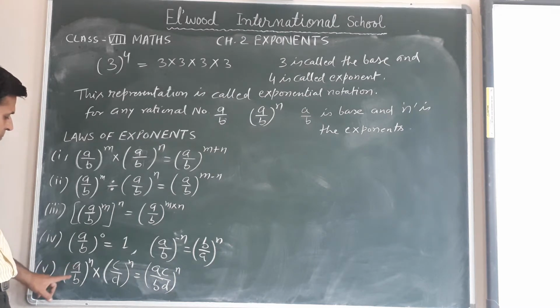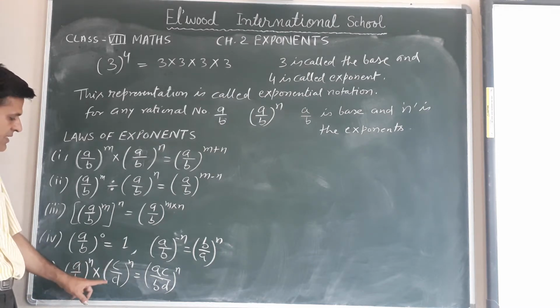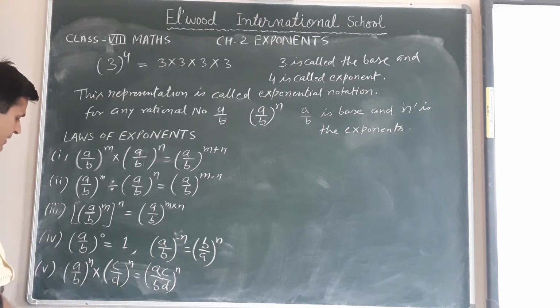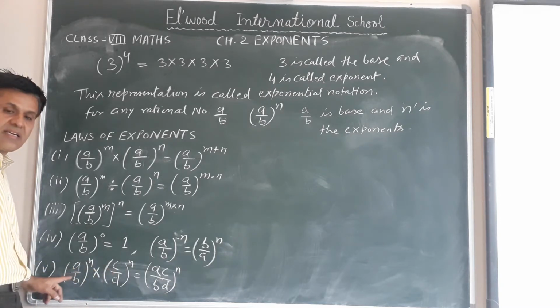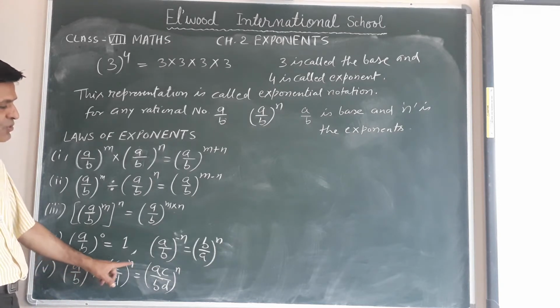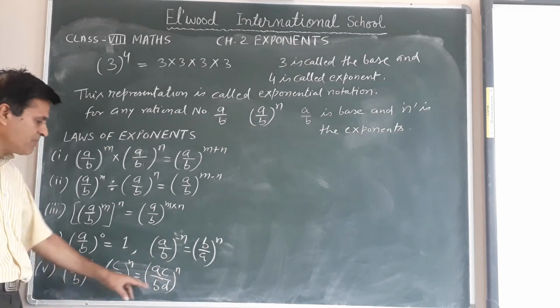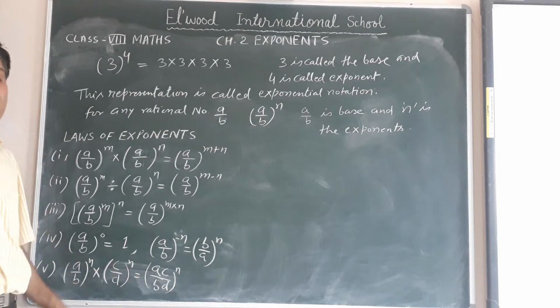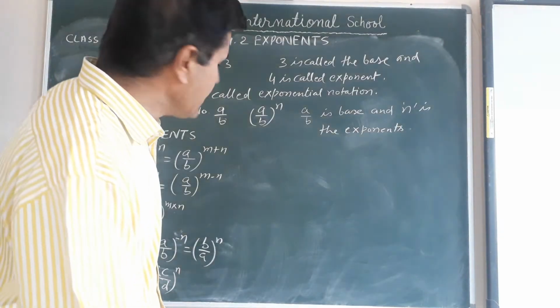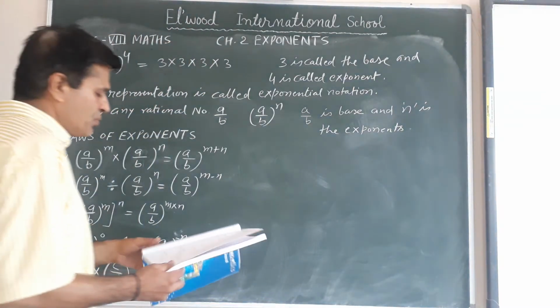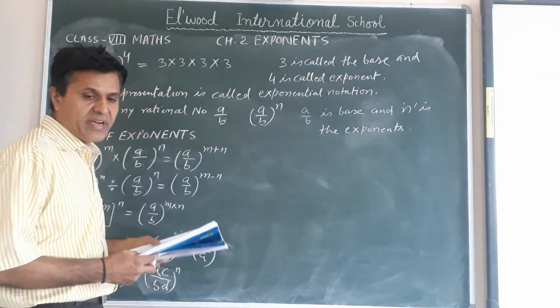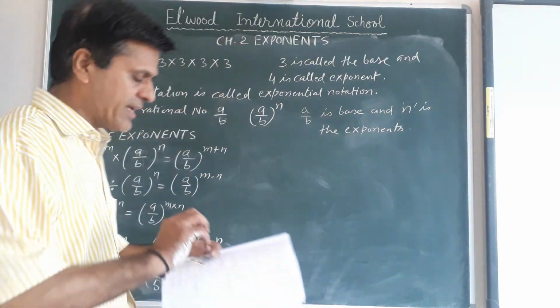Fifth rule is (a upon b) raised to power n and (c upon d) raised to power n. So in this case bases are different, powers are same. So bases will be multiplied, a multiplied by c and b multiplied by d, and powers will remain same. And now let us do some questions. For example, I am taking one example.